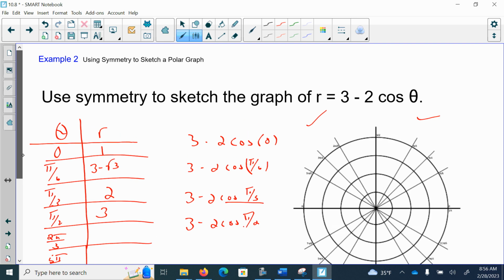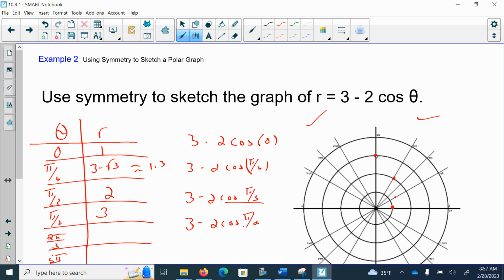Now, let me just show you this. So 0, 1, I'm going to plot the angle 0, the radius is 1, so I'm going to plot my point right there. Now my angle is pi over 6, and the radius is 3 minus the square root of 3. And I'm finding a decimal approximation for that, which is going to be approximately 1.3-ish. So I'm at pi over 6. I'm doing 1.3, so I'm going to put a dot right about there. Then I'm going to do pi over 3, 2. Pi over 3, 2, so right there. And then pi over 2, 3. 1, 2, 3. So I have those points there.